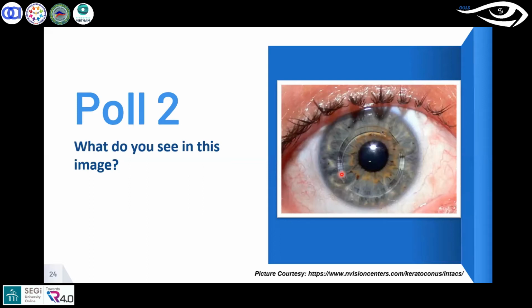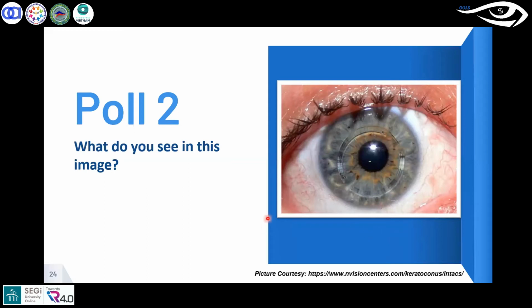From these answers, it's very obvious that intrastromal corneal ring segments is the answer. It's not corneal collagen cross-linking because that is not going to involve any rings placed in the cornea, and it's not keratoprosthesis as well. I will be showing images of keratoprosthesis in the upcoming slides, so you can look at how it looks exactly. So I will talk about Intacs now.